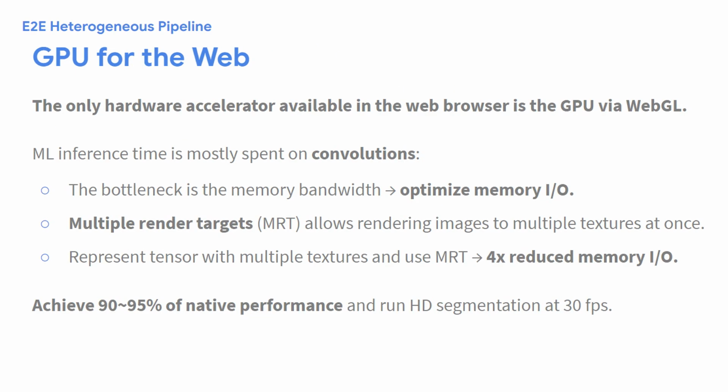To run HD segmentation in a browser, we benchmarked off-the-shelf WebGL inference engines, which only ran at a third of native OpenGL speed. Our WebGL implementation uses a GPU feature called multi-render targets, which allows rendering images and tensors to multiple textures at once, hence reducing memory I/O latency by 4x. With this and other techniques described in the paper, our implementation can achieve over 90% of the native OpenGL speed and deliver frame rate at over 30 FPS.